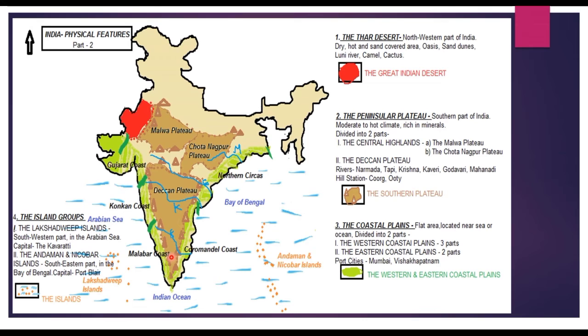The eastern part of the plateau is bordered by the Eastern Ghats. The climate of these plateau regions overall varies from moderate to hot. Some major rivers which flow through the Deccan Plateau are Mahanadi, Godavari, Krishna and Kaveri. These rivers flow from west to east and drain into the Bay of Bengal.